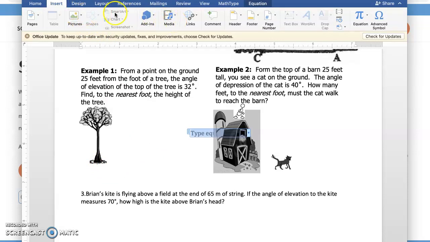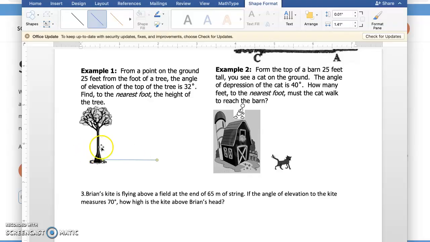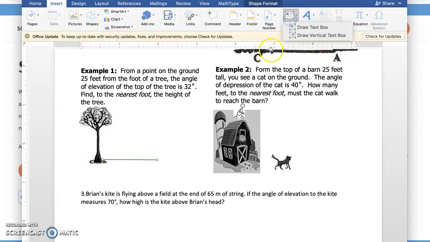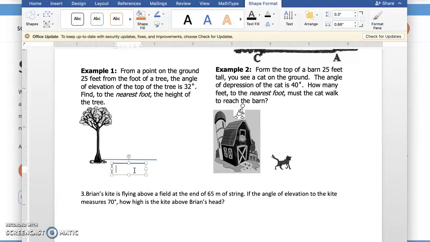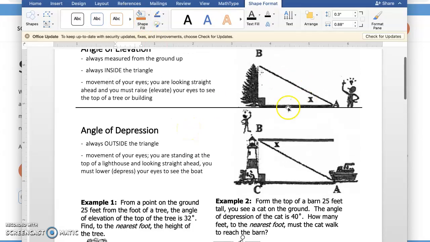So let's see, a shape of some sort. Shapes, let's do a line just so you can see what the triangle would look like. From this point onwards, it's going to be 25 feet long. Let me just draw that, and always label your sides for yourself so that when you get to the math it makes it easier. This is going to be 25 feet from the foot of the tree to a certain point on the ground. And then I'm going to fill in the rest of the triangle as it looks from up here.